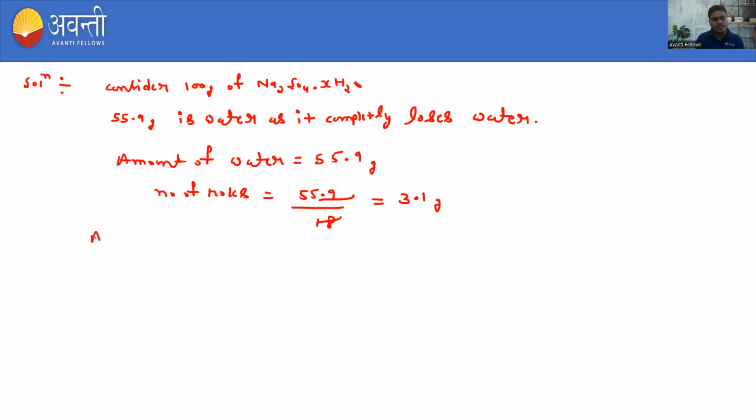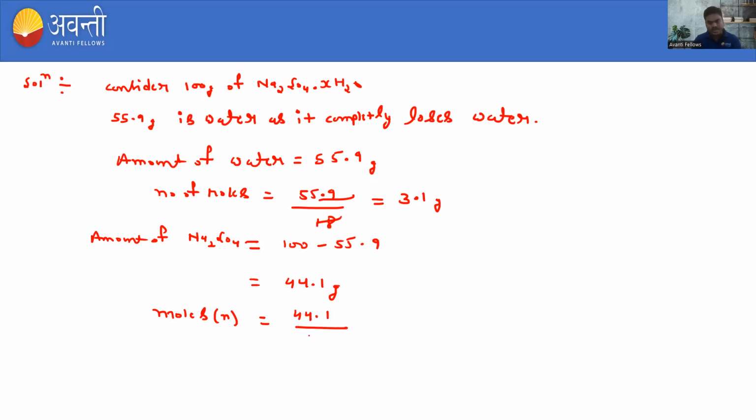Now, what is the amount of Na2SO4? So first of all, calculate the amount of Na2SO4. The amount of Na2SO4 is nothing but 100 minus 55.9. So this comes out to be 44.1 gram. Clear? Now, just calculate the number of moles here also, just like for the water. So the number of moles is equal to 44.1 gram, divided by its molecular mass.